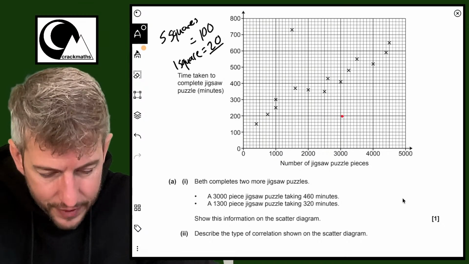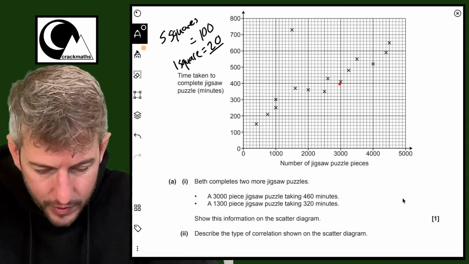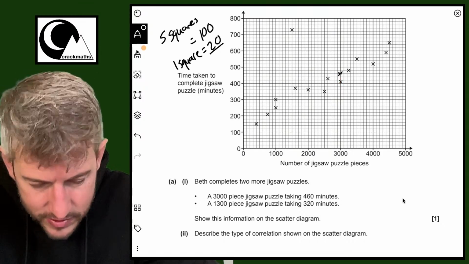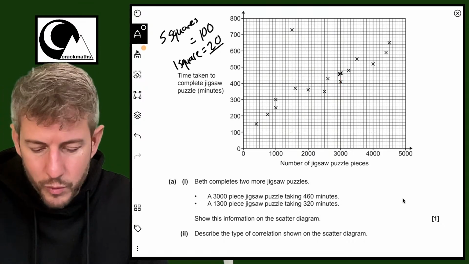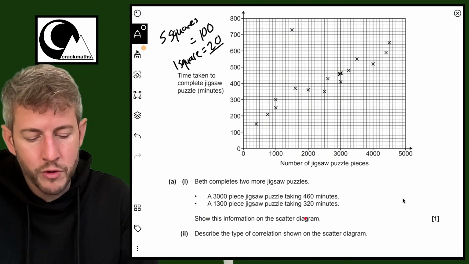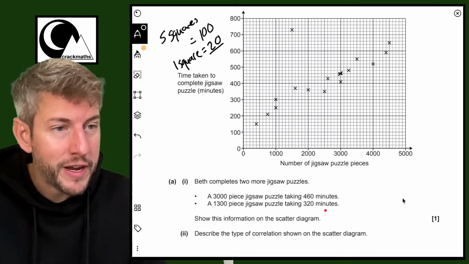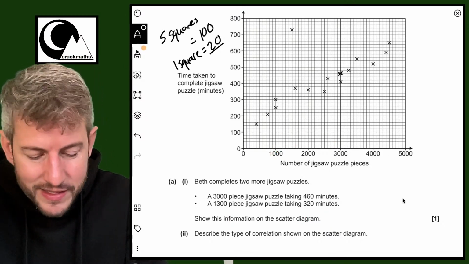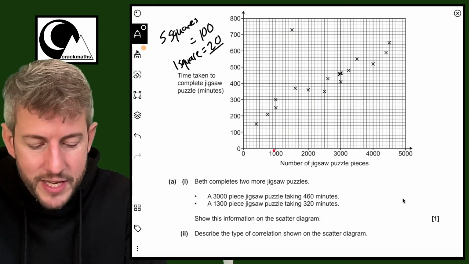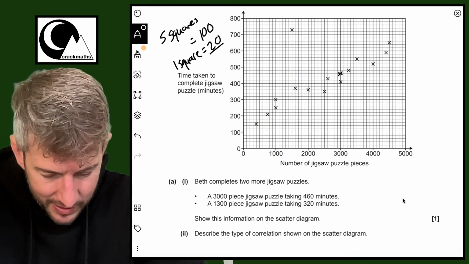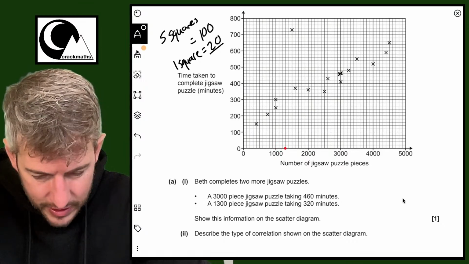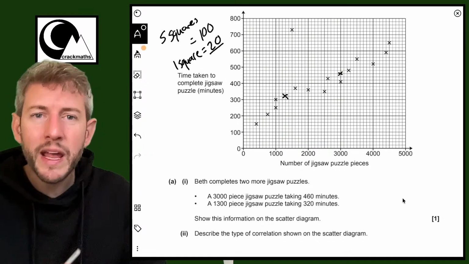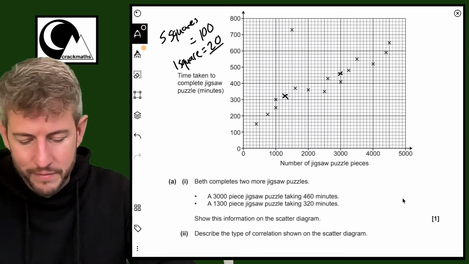So if I'm at 3,000 and I want to find 460, I'm going to go up to 400 and then go up 3 squares. So there we go, that's got to be there. And then this next one, we've got a 1,300 piece jigsaw puzzle that took 320 minutes. Well, this is a square for every 100 because there's 10 squares going up the 1,000. So 1,300 and we want to get to 320. So up here and there we go. We have now shown that information on the scattergram.